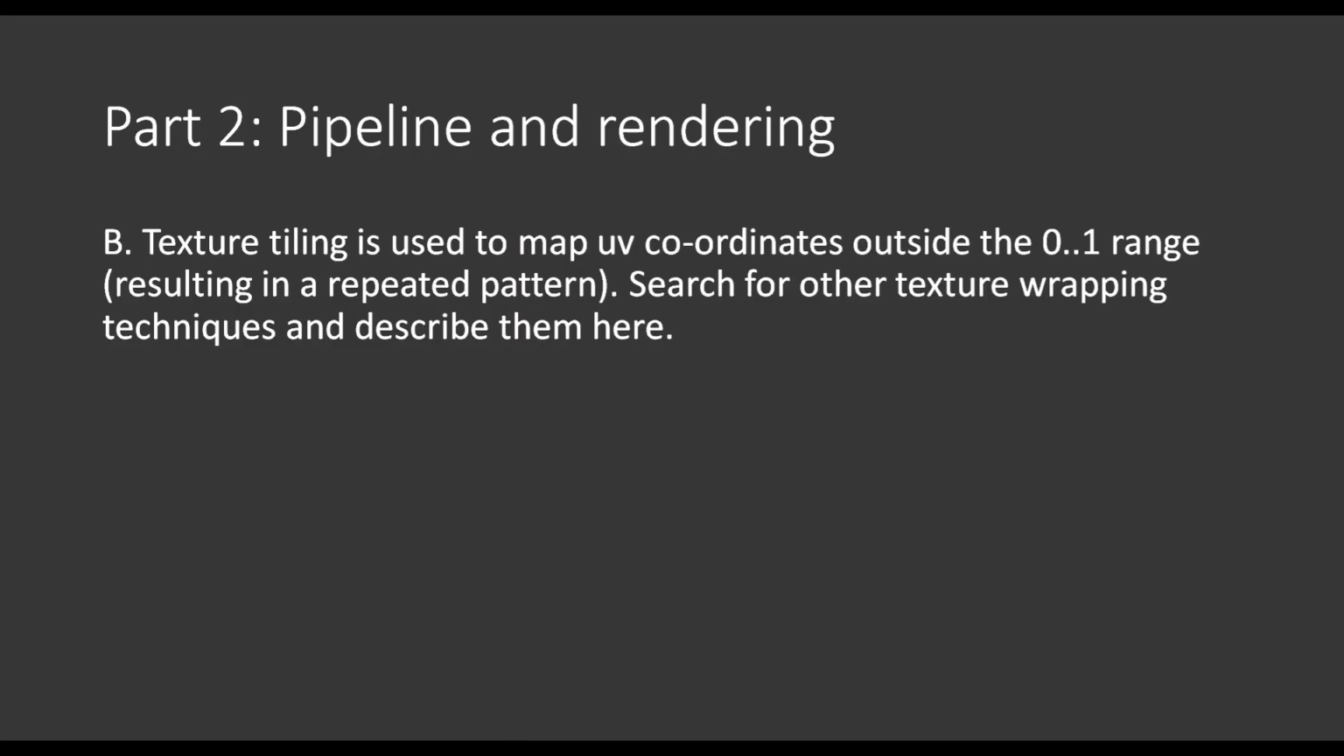Question B. Texture tiling is used to map UV coordinates outside of the 0 to 1 range, resulting in a repeated pattern. Search for other texture wrapping techniques and describe them here. So let's have a look at some examples of texture wrapping techniques.